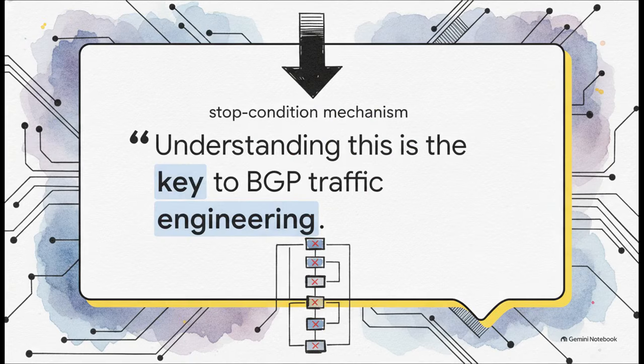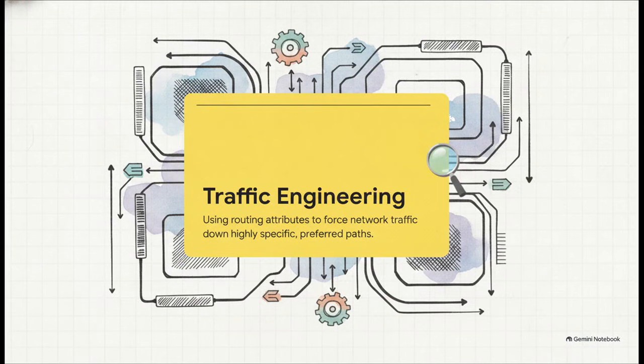You know, the gravity of this sequential stop condition mechanism really can't be overstated. In fact, the folks at Virtualization Options LLC put it perfectly in Chapter 16 with this direct quote. "Understanding this is the key to BGP traffic engineering." If you don't grasp the strict top-down sequential elimination, you basically can't effectively control how data enters and exits your network. So what do we mean when we say traffic engineering?